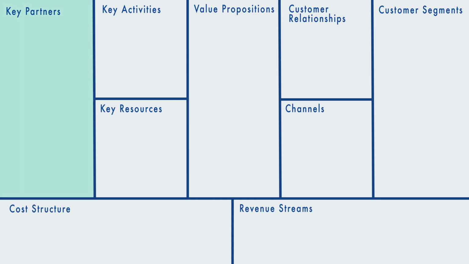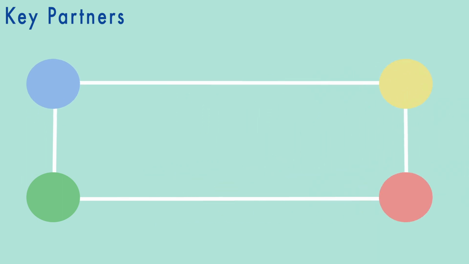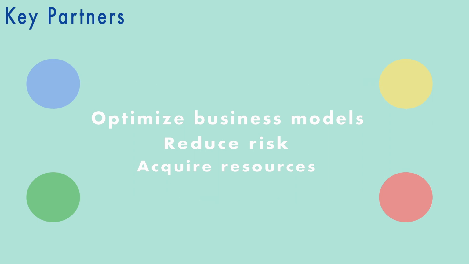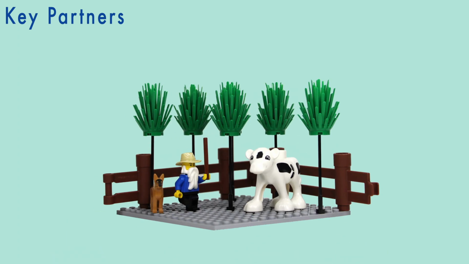Key partnerships. The key partnerships describe the network of suppliers and partners that make the business model work. It could also involve government and non-consumer entities. Companies create alliances to optimize their business models, reduce risk, or acquire resources. Partners are important to help the company succeed in areas that would be inefficient for the company to do themselves. Poultry and meat suppliers are an example of key partners for the fast food restaurant. The Health Ministry and Consumer Affairs is also a key partner in the governmental sector.